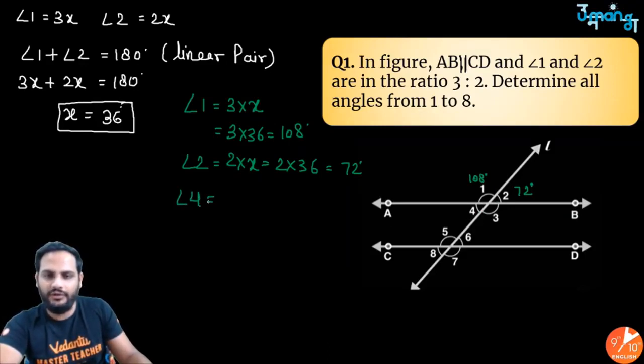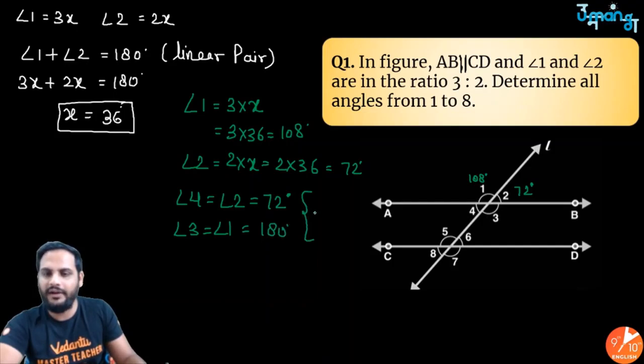So angle 4 is equal to angle 2 is equal to 72 degrees, and angle 1 and angle 3 are vertically opposite angles. So angle 3 is equal to angle 1 is equal to 108 degrees. The reason I am writing here is vertically opposite angles. हैं ना, ये तो vertically opposite angle है. तो this one is 108, this one is 72.